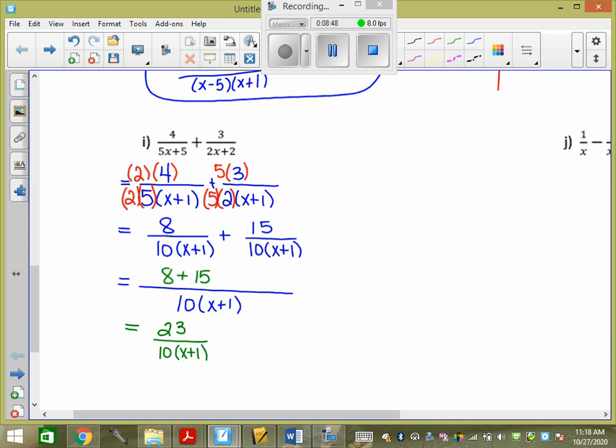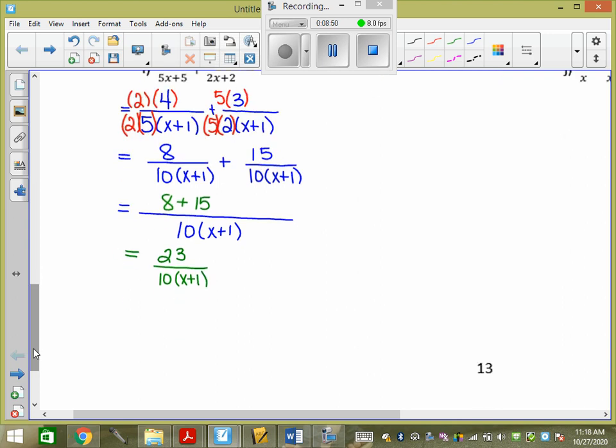Can anything cancel? No. If it was a 24 instead, could stuff cancel? Yeah, and then I could take a 2 out. Because it's like this, I can't. And I have to make sure I go x cannot equal negative 1.